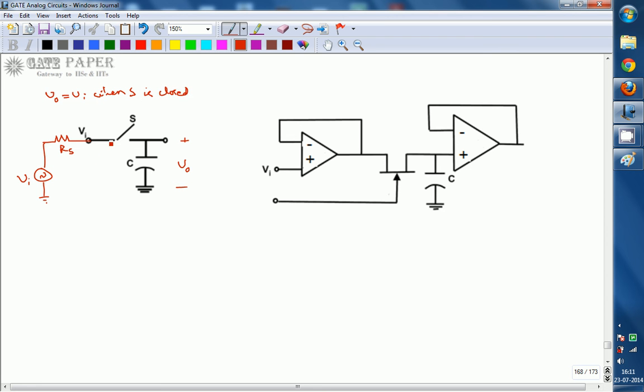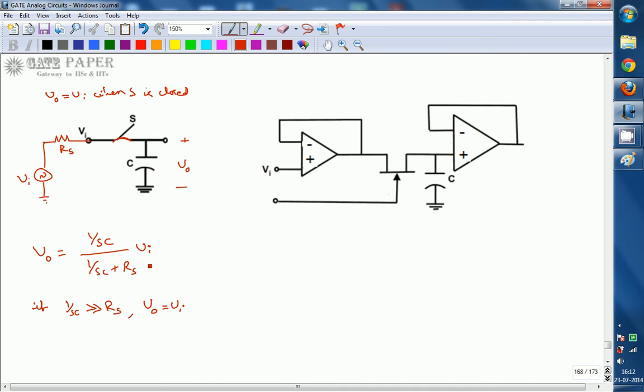When the switch is closed, it will be replaced with a short circuit like this. By that time V0 can be written as (1/Sc), the reactance of the capacitance, divided by the total resistance present in the circuit, 1/Sc plus Rs, into Vi. This V0 will become Vi only if 1/Sc is very large compared to Rs, so that Rs can be neglected in the denominator. Then you can say that V0 is equal to Vi.